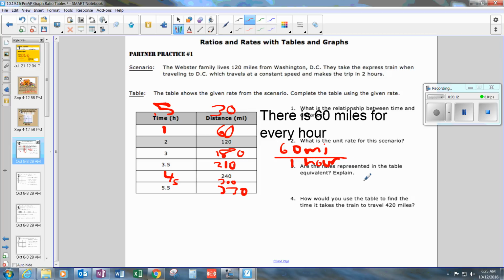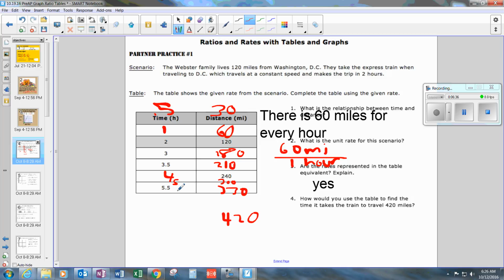Are the rates in the table equivalent? Let's see, 1 is 60, 2 is, if you simplify 2 and 120, it will become 1 to 60. So the answer must be yes. How would you use the table to find the time it takes to travel 420 miles? So if I have to find 420 miles, I can keep on building up.